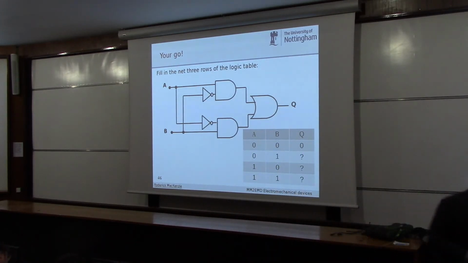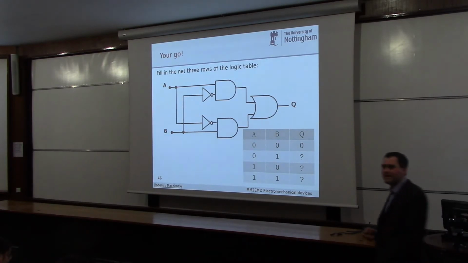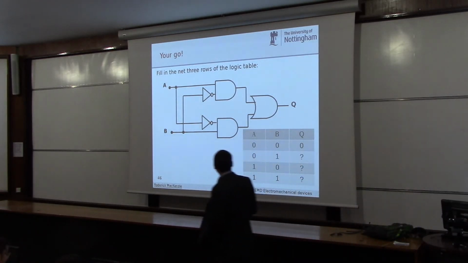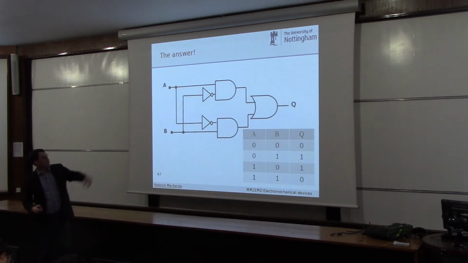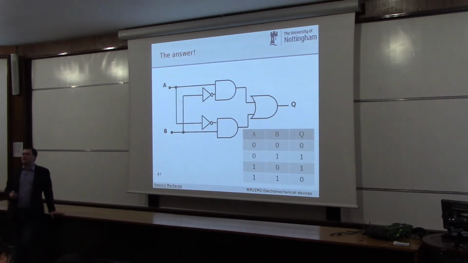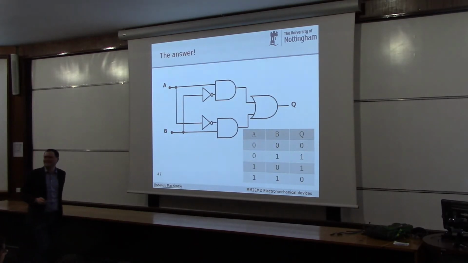You done it? What have you got? Oh, you done it all? What'd you get? 0, 1, 1, 0 is the answer. So the man at the front here has done all rows of it. So the answer is 0, 1, 1, 0. Who got that? Hooray! Well done. Thank you very much for trying.